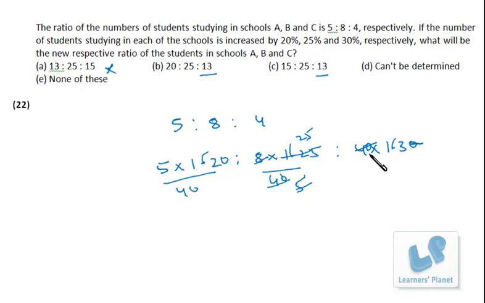So from this place it is cancelled. Here if I divide by 40 I get 25. From this place it's 3, so it's 15. So the ratio is 15 is to 25 is to 13. That means this is the correct choice, right?